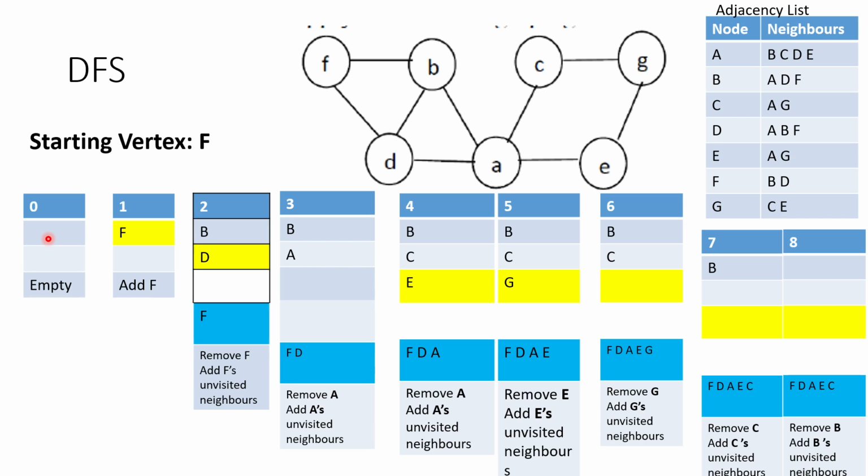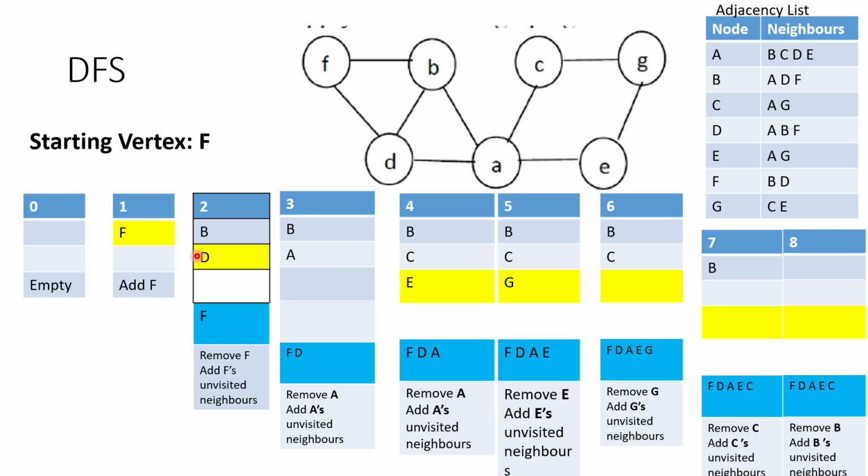Initially, it is empty. I'll be adding my starting point, that is F, to the stack. Once you remove it, that means that is the node that is just now visited. It's completed. The status is completed. Yes, this is the starting point. What are its neighbors? For F, the neighbors are B and D. In that, D is the top point.